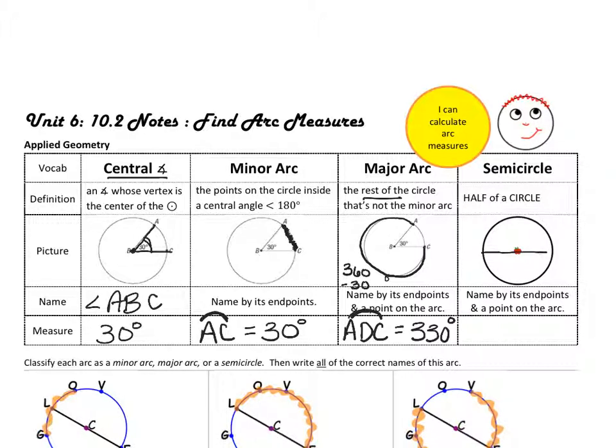And then our last one's a semicircle. We know a semicircle is half of a circle. So if we just put some points on there, we can go ABC. Put those on your circle. And then we can name it arc ABC again. And we know that a semicircle is half a circle, and it's always 180 degrees.